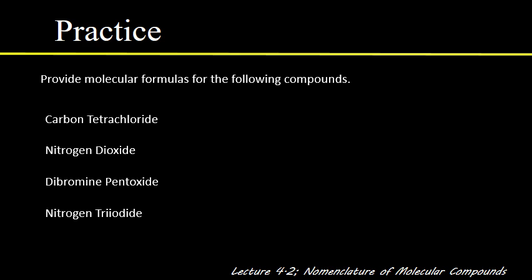Okay, so the first one is a compound of carbon and chlorine. Right? The fact that there is no prefix here means that there is 1 carbon, and tetra here means that there are 4 chlorines. So this is carbon and 4 chlorines. That's carbon tetrachloride. Okay. Nitrogen dioxide, again here, no prefix here, so that means there's just 1 nitrogen, and then dioxide means 2 oxygens, so NO2. Okay.